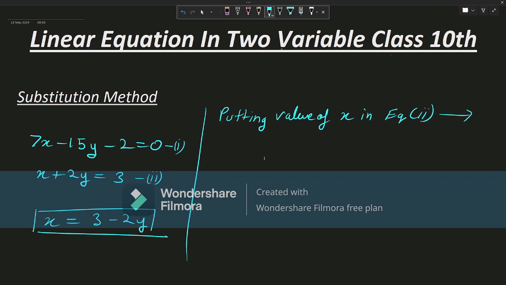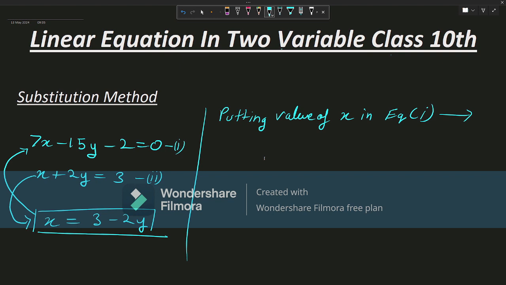Sorry, equation 1, yes. Now you must be wondering, if I just told you that 7x minus 15y minus 2 is equal to 0 is a bit complicated, why can't we put the value of x in x plus 2y is equal to 3? Now there is a twist, because if you do that, you will get the same answer. Instead, you should put the value of x, which you got from the second equation, which is smaller, into the other one. Okay, now I'm going to put this value in equation 1. You have to make use of this equation as well.